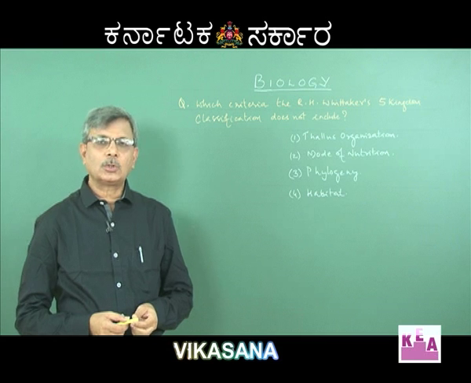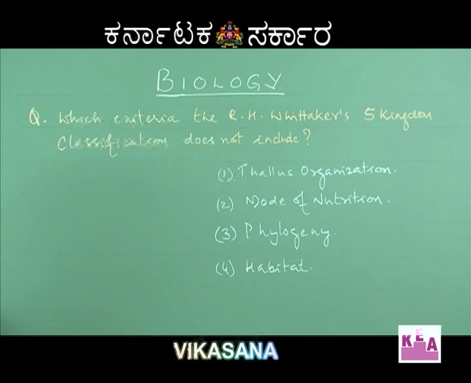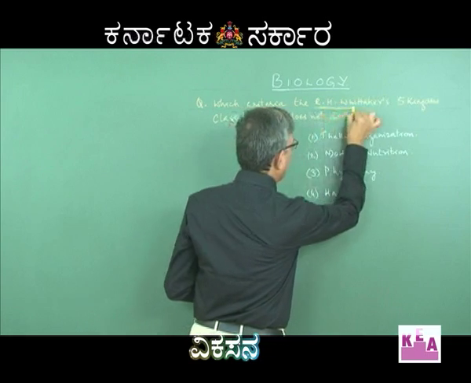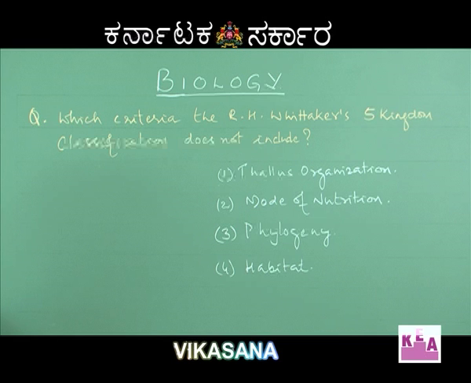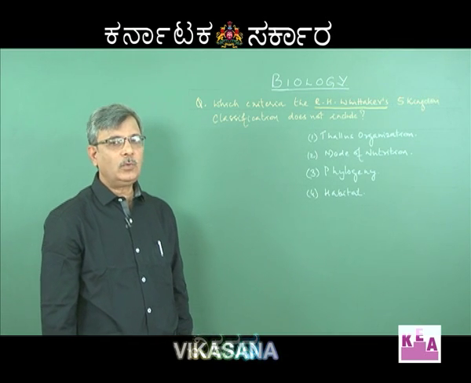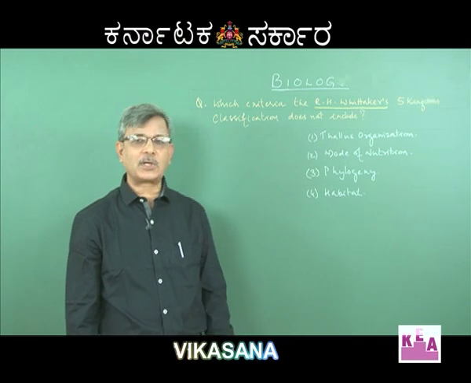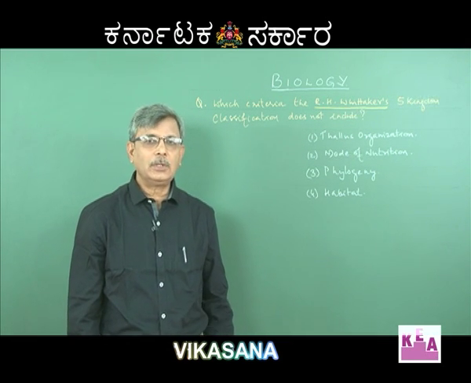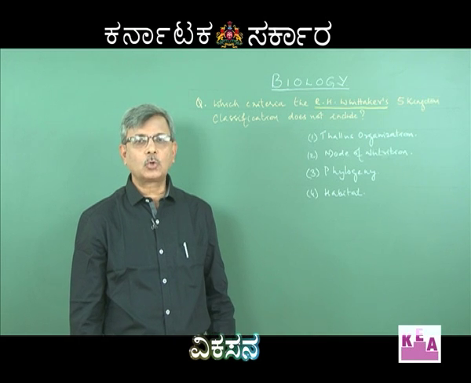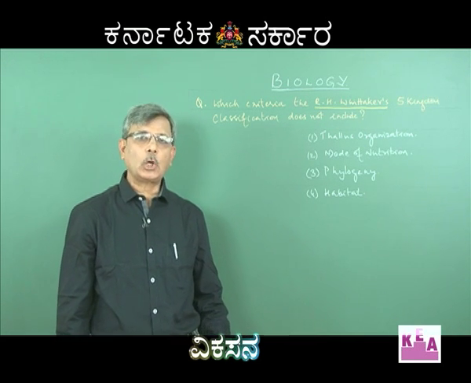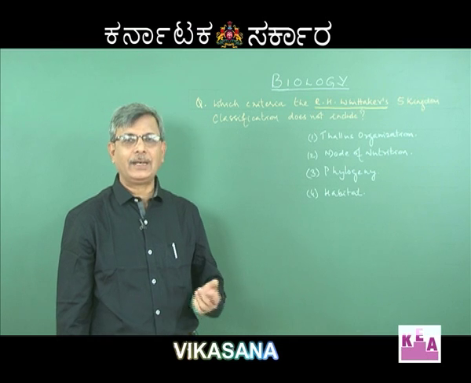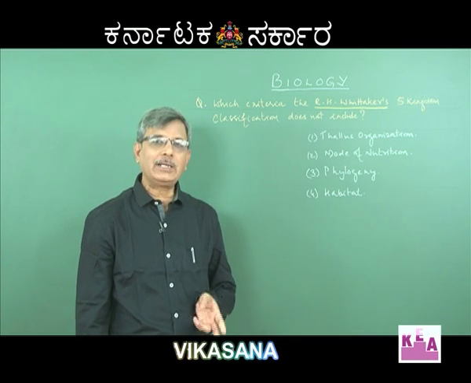Now, we come to the next question, which criteria the R.H. Whittaker, underline, remember this, R.H. Whittaker's 5 kingdom system classification, I call it 5 kingdom classification, does not include. Remember, we have studied R.H. Whittaker's classification, and also in the book there is a mention of the 2 kingdom system classification of Carolus Linnaeus or Carl von Linné, where the 2 kingdoms are Plantae and Animalia.